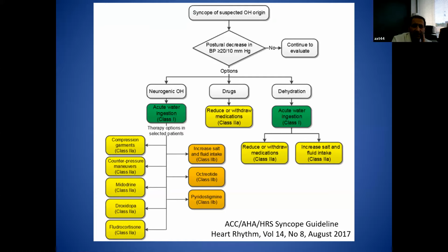If you suspect syncope due to orthostatic hypotension, which we previously defined, if it's due to dehydration, rehydrate. If it's due to drugs, reduce or withdraw some of the medications. If we think it's neurogenic orthostatic hypotension, give them water, and then you can use some of these recommendations: compression garments, counter pressure maneuvers, midodrine, droxidopa. This is a recent medication that came out in the market. It's called Northera. Sometimes it works, sometimes it's ineffective after so many years of usage.